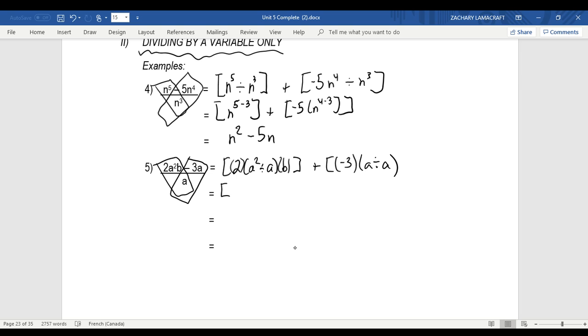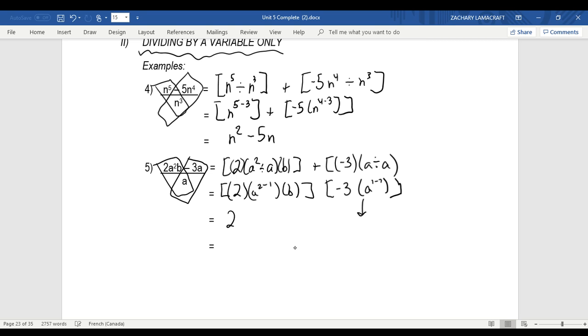Over here, it would be 2 by itself, a to the 2 minus 1, right? And then b. And then over here, you'd have negative 3, but then you've got your 1 minus 1 because it's divided by itself. We'll show you once again what that works out to being.